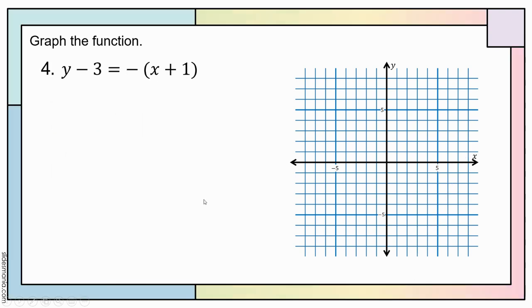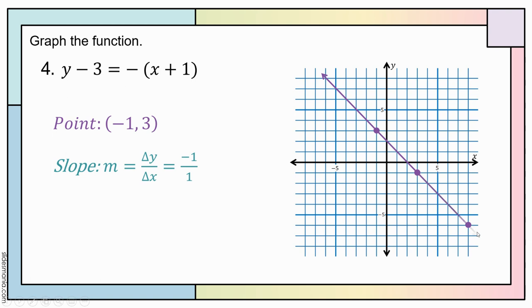For number 4, our point that we can see from the equation is -1, +3. So opposite sides, opposite signs. This negative right here represents -1. So we would think of that as -1 over 1. So I'm going to plot the point -1, 3. And then I'm going to go down 1, right 1, down 1, right 1, and connect my points.